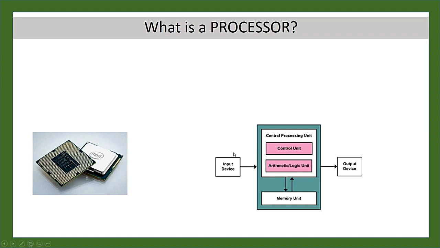So input devices, that is your keyboard, your mouse, whatever you do, is an instruction to the CPU with the help of your RAM. All the program gets loaded onto the RAM, instruction by instruction it gets decoded by the CPU, and then we get the output. Okay, so that is what a processor is all about. In short, the word processor normally means the central processing unit.